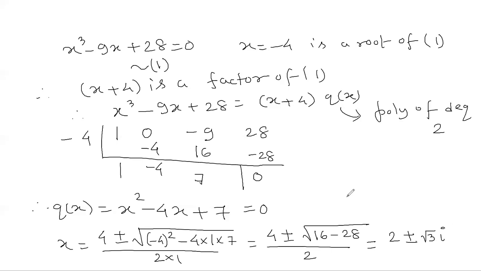Okay, so what are the roots we have obtained then? Our solution is x equal to minus 4, that is the first one. Next we'll take 2 plus root 3i, and then we'll take 2 minus root 3i. Okay, so these are the values of x, or the roots of the given cubic equation. Okay, so this is our solution.